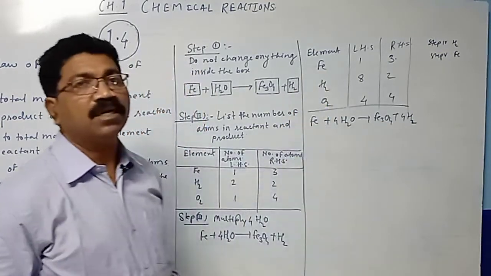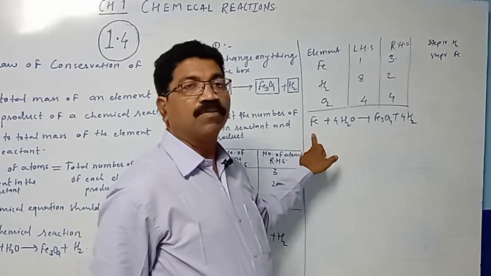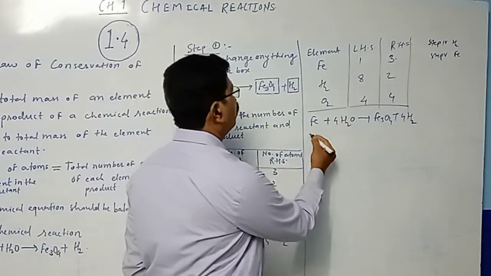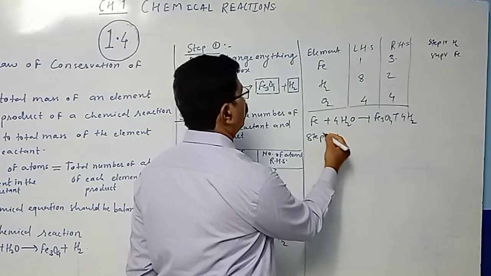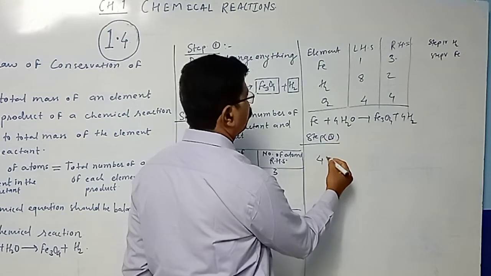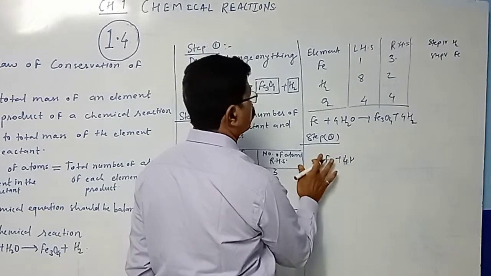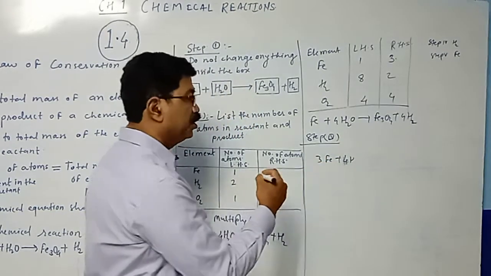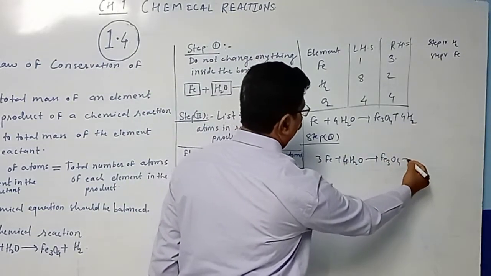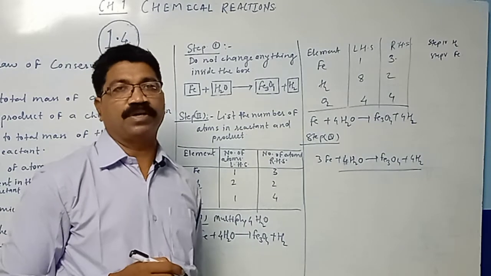We need to balance the iron only. Here iron is 3, here it is 1. So I will multiply the left hand side iron by 3, so that iron will also be balanced. So what is step 4 then? You have to multiply iron by 3, so that everything will be balanced. So you have to balance by making coefficient 3: 3Fe plus 4H2O gives us Fe3O4 plus 4H2. So this will be the balanced chemical equation.